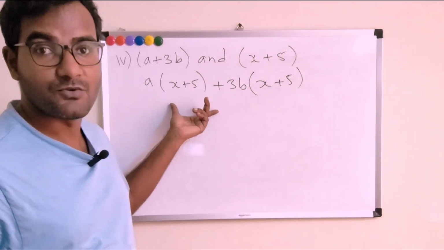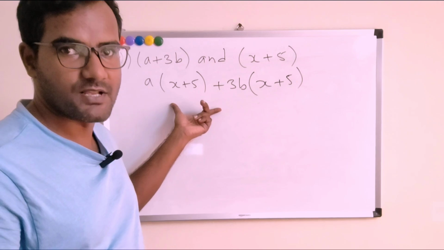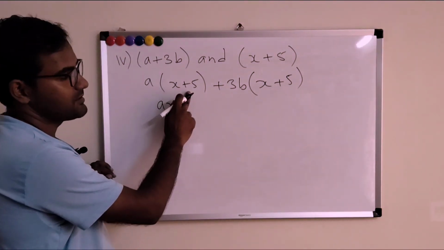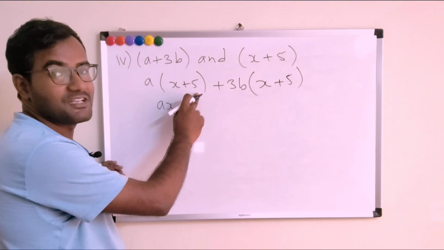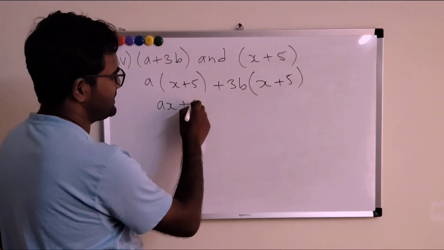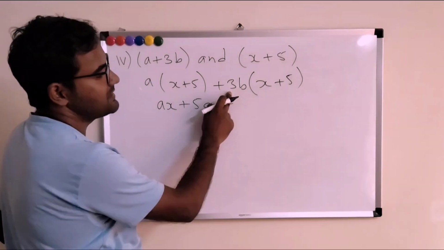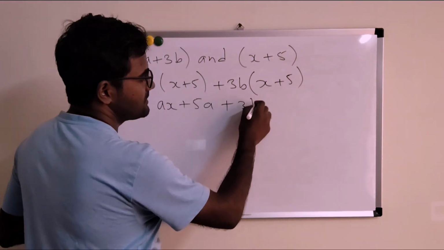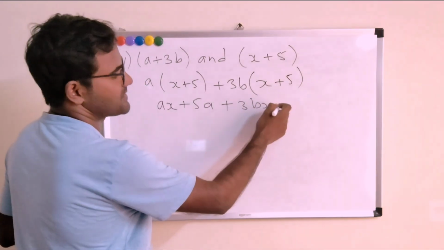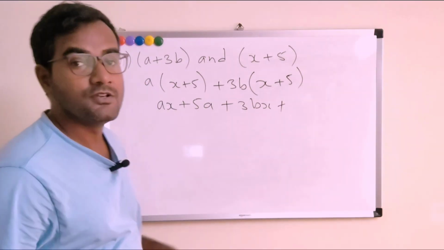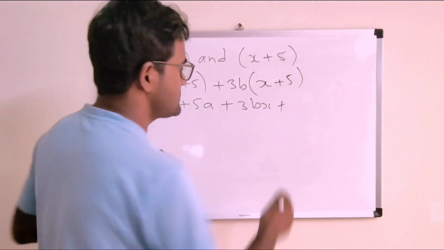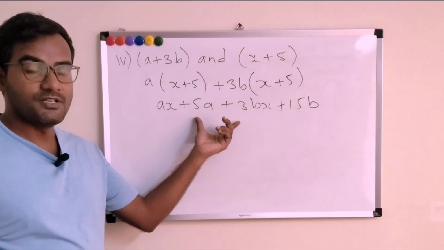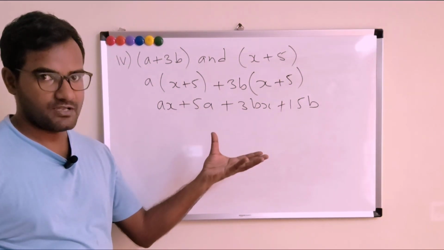Now the next step we are going to do is that we are going to multiply them, right? So a into x is ax. Then a into 5 is 5a. Then 3b into x means 3bx. Then again we have plus here. Then 3b into 5 will be 15b, right? 15b. So is there anything common which we can add up or which we can subtract?